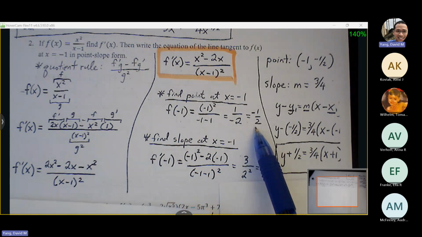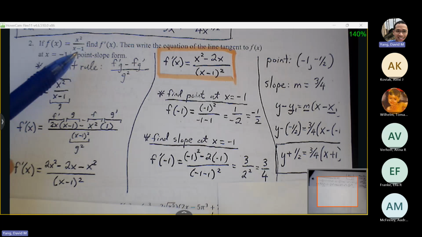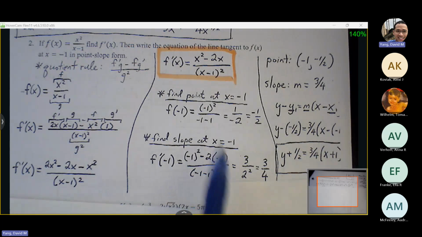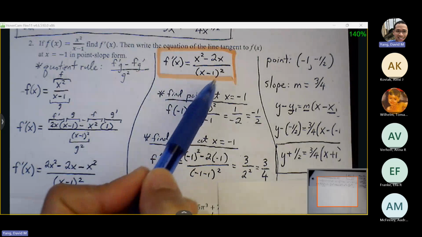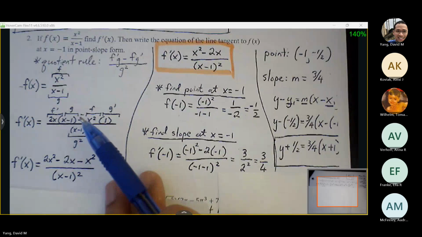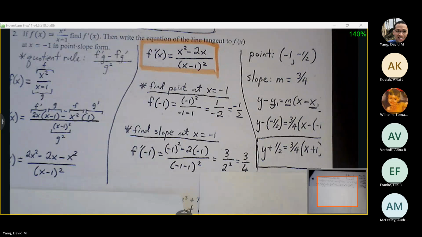So -1 then for x of my function, I get -1 quantity squared over -1 minus 1. I get -1/2. That's my ordered pair: -1 comma -1/2. Slope, -1 then for x. I get 1 plus 2 all over -2 squared. So that's 3 over 2 squared. That's 3/4. So there's my ordered pair. There's my slope, and then point slope form.